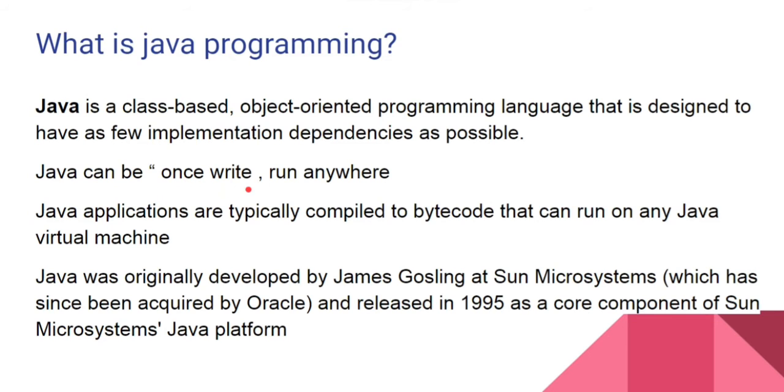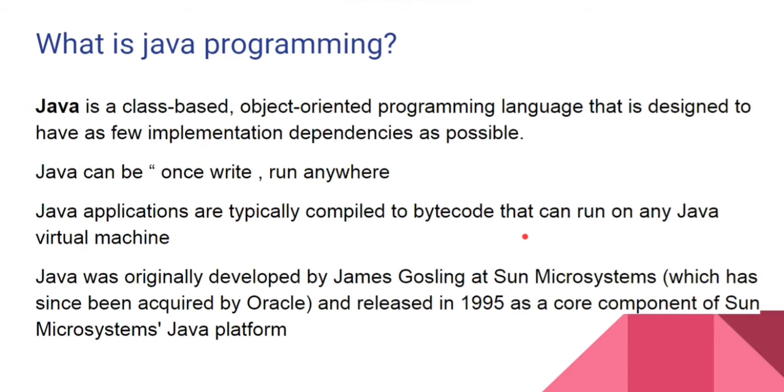Java can be written once and run anywhere. In a C++ program, we write our program, compile it, and then run our application. But in the case of Java, we write it once and it is converted to byte code, and that byte code can be run anywhere. That is why we say Java is write once, run anywhere.